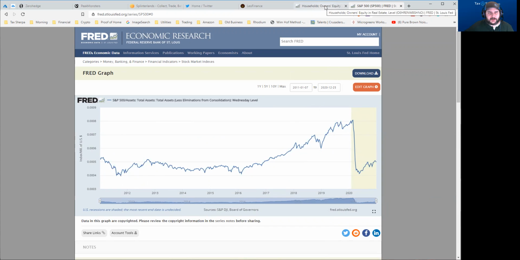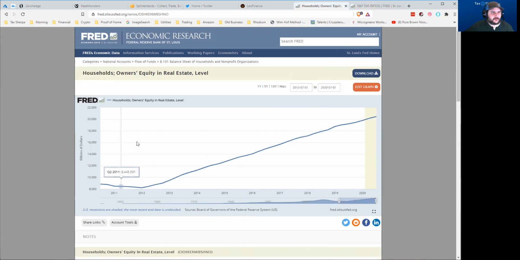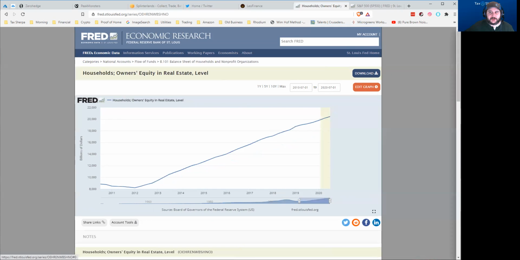But what I wanted to do in addition to that was actually to look at real estate. And specifically, this is household owners' equity in real estate. So this is equity above and beyond mortgages. And we can see that, coming out of the 2008 crash, it was low, low, low. Incidentally, this is when I bought my house. It was a great buy. But, and up ever since then. It's basically 2.5 times, down from 8 trillion, up to 20.4 trillion.